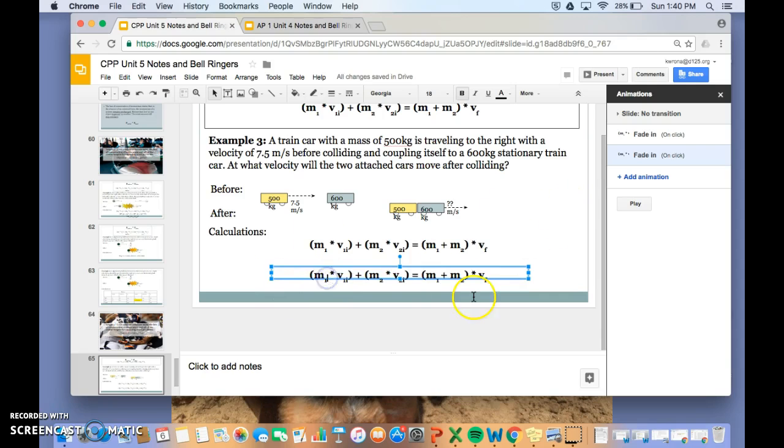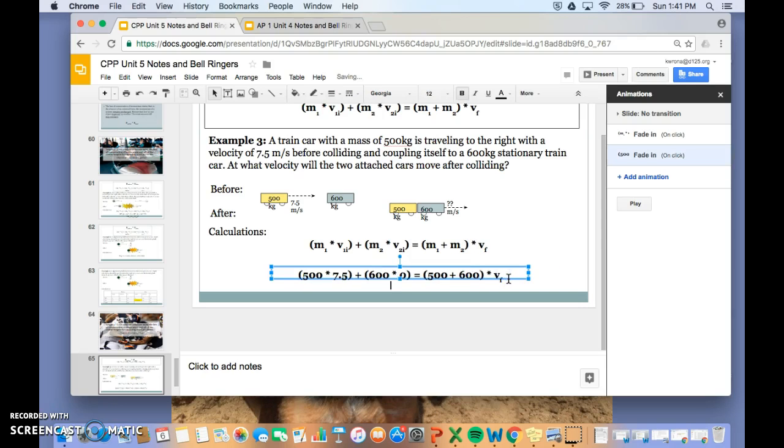And I'm going to go ahead and start plugging in numbers. So M1 we're going to call the yellow car. So it has an initial mass of 500 and a velocity of 7.5. M2 is going to be that gray car, which is 600 kilograms. And it's not moving, so its initial velocity is 0. Afterward, they combine together, so I can add their masses together. So 500 plus 600, times velocity final is my unknown. That's what I'm looking for here.